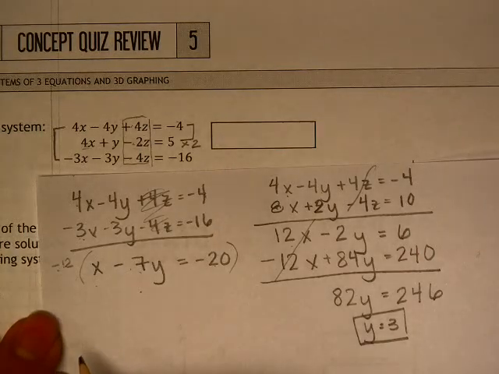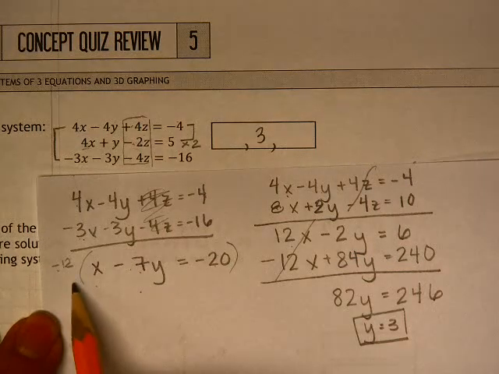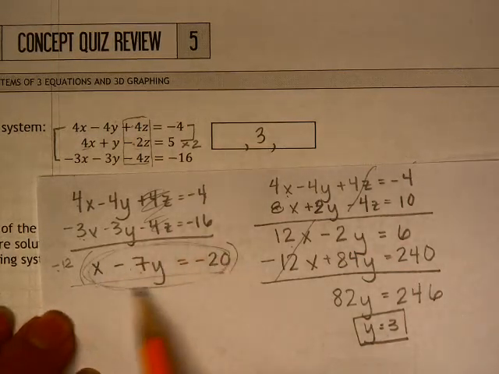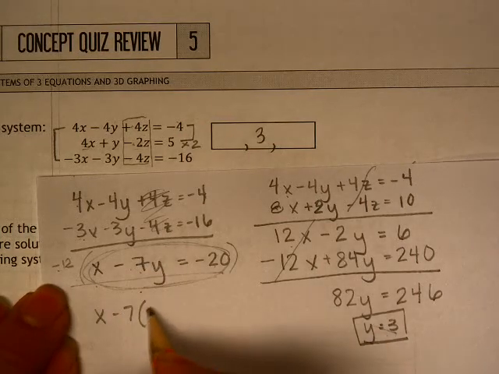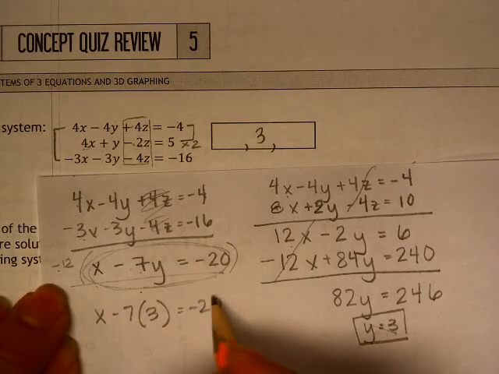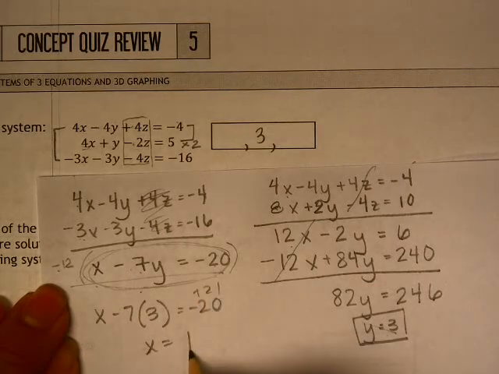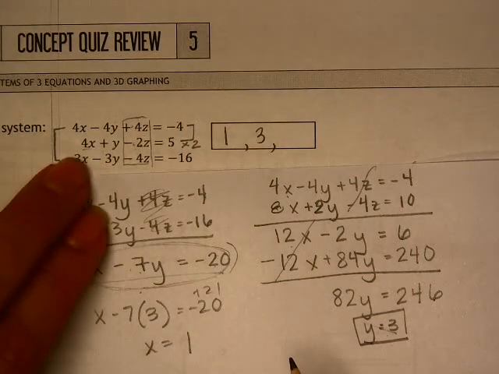So once I have my first guy as my 3, I do need to find something to plug it into to find the other one. So I'm going to go ahead and look at this one right here, plugging in the 3. So I get x minus 7 times 3 equals negative 20. And then x is equal to positive 21 minus 20, which is 1. So everything is working out nice. I'm hoping that it will continue.